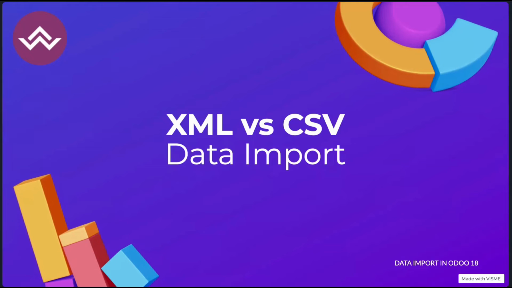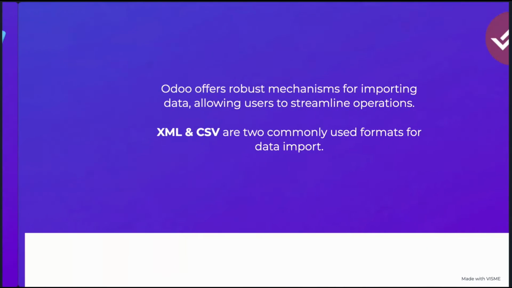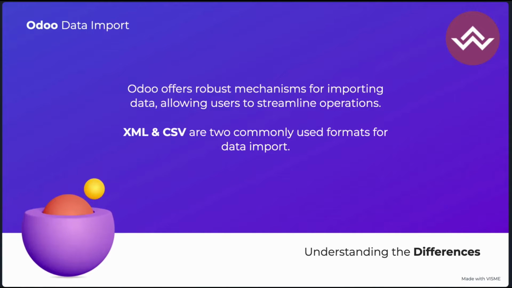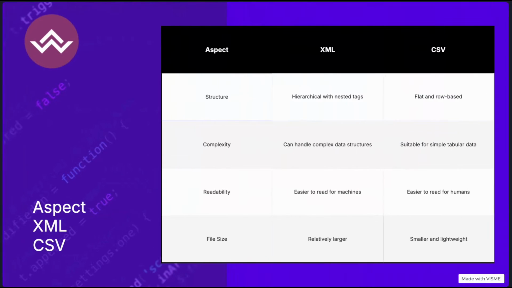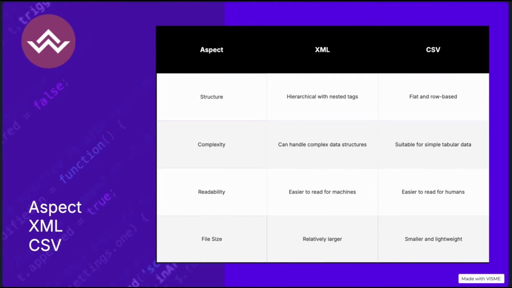So let's get back to our main topic: XML file versus CSV file. I guess we already know with practicals how we can add data in the XML file and the CSV file. But let's see the main difference between them. These are two different formats. The main thing is the structure. The XML file has a hierarchical structure with nested tags. But the CSV file is flat, and we have to import row-based data.